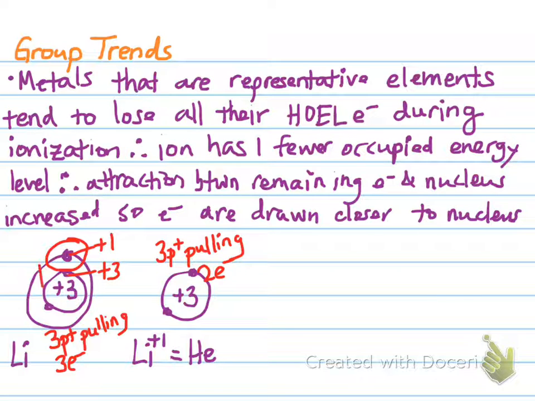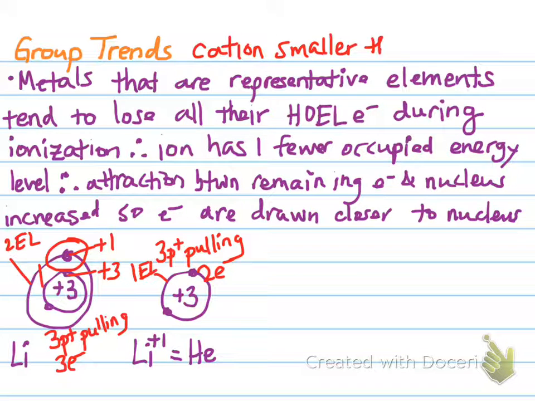And the ion has one less occupied energy level. Here we have the first energy level and the second energy level. Now we only have 1 energy level. So therefore, the attraction between the remaining electrons and the nucleus is increased: 3 protons only pulling on 2 electrons. That means they're going to be pulling on those electrons more tightly, and we're pulling those electrons closer to the nucleus. So again, our cation is smaller than the neutral atom it formed from.